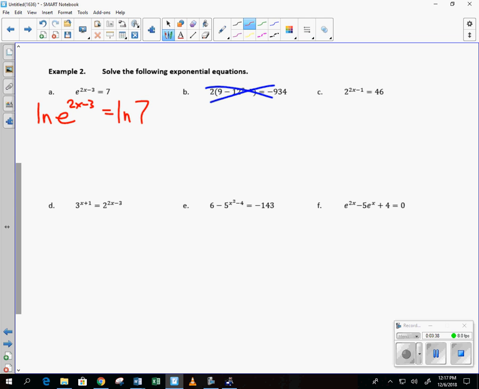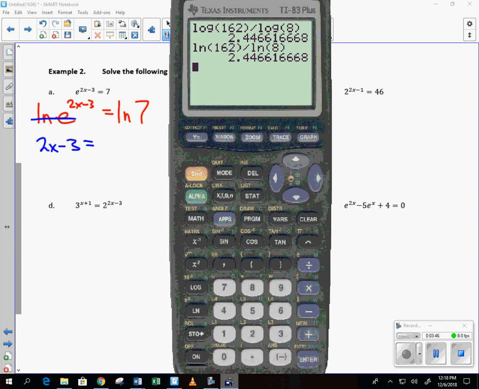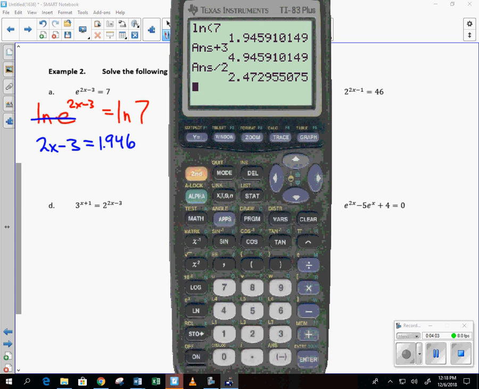When you take the natural log of both sides, the natural log and base e do cancel, and I get 2x minus 3 is equal to, and now I type in the natural log of 7. I get 1.946. I'm going to add 3 to that. I'm going to divide by 2. And I get x is 2.473.